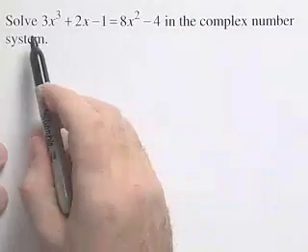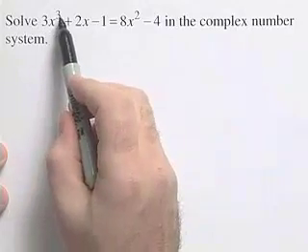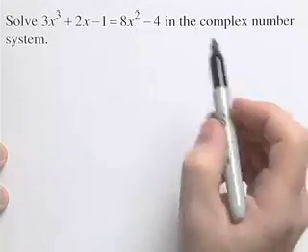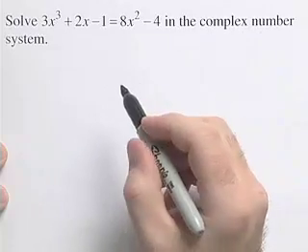For this next problem, we're going to solve an equation in the complex number system. We're asked to solve the equation 3x cubed plus 2x minus 1 equals 8x squared minus 4. We're going to solve that in the complex number system.